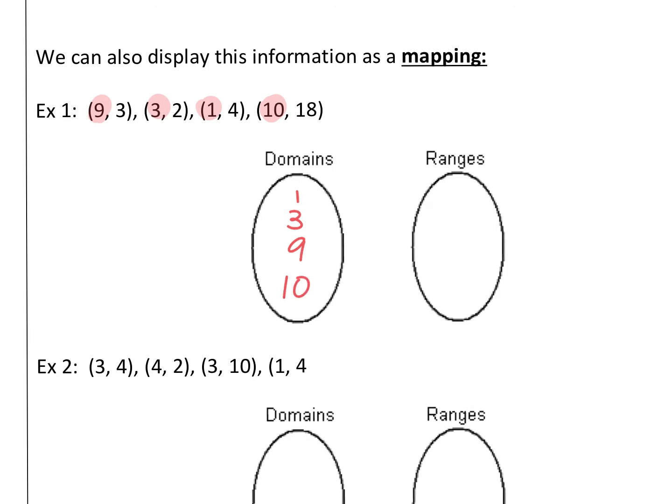And then the same thing with our y values. We got 3, 2, 4, and 18. So if I write those in order, it should look like that. And then if anyone's seen these before, does anybody know what that last step is for constructing one of these? Yep, you have to draw lines. So match up the x's to their y's. 9 is going to go to 3, 3 is going to go to 2, 1 is going to go to 4, and 10 to 18, and that's it. That's how we draw one of these.